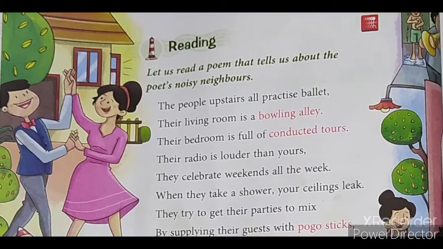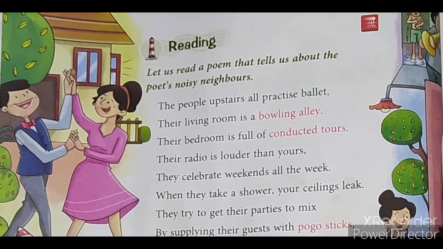Students, let's read a poem that tells us about the poet's noisy neighbors. First 5 lines I read, listen. The people upstairs all practice ballet. Their living room is a bowling alley. Their bedroom is full of conducted tours. Their radio is louder than yours. They celebrate weekends all the week.